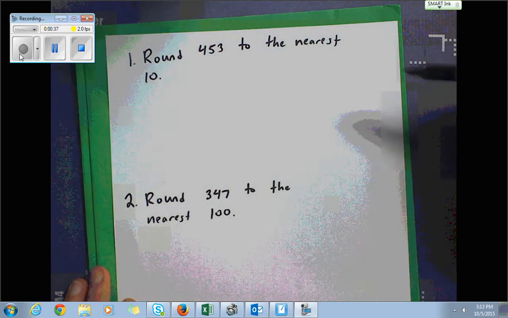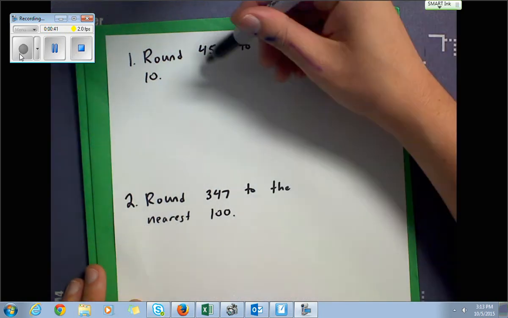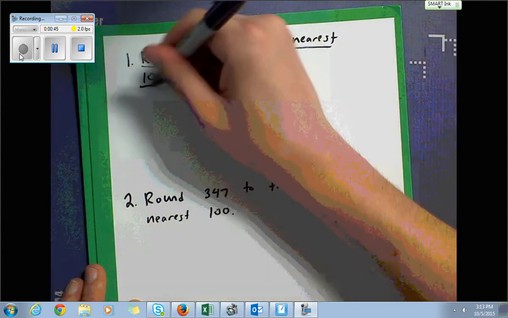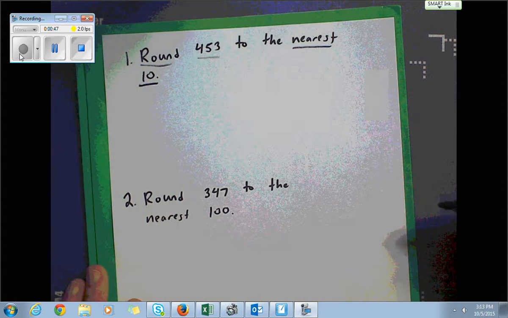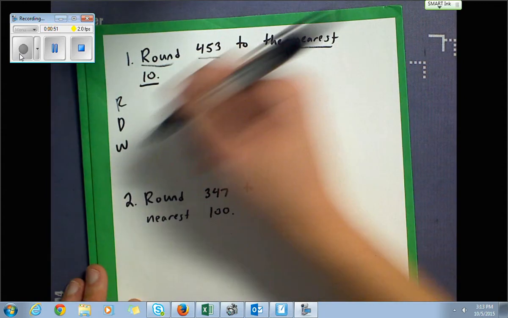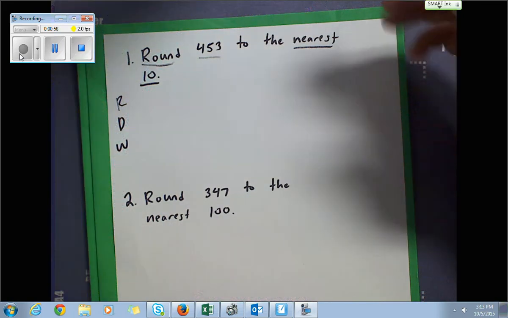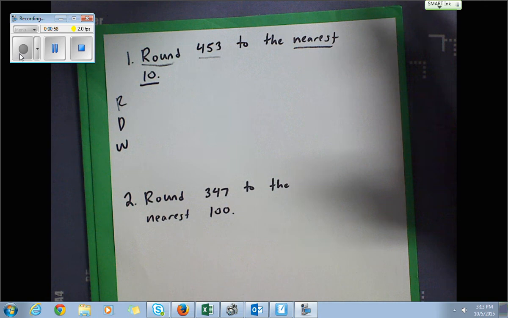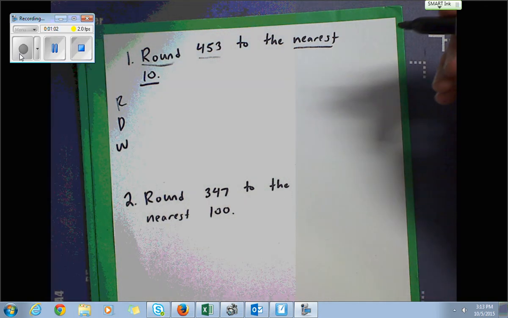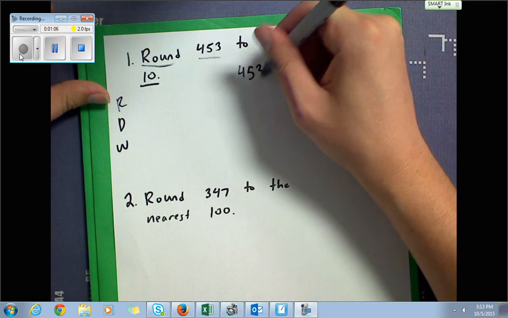So let's look at the first question here. It says round 453 to the nearest 10. So there's math language there. Round is a math phrase. Nearest 10 is a keyword there as well. As with any problem, we do the RDW process: read the problem, draw a model of the problem, write your answer. Okay, now when we round, we are basically looking for a 10 or a 100 that your number is closest to. So the first thing we want to do is write our number out nice and big so we can manipulate and use it.